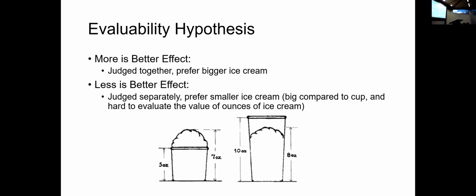But if you present them separately, then this one has a lot of ice cream in a small cup. And so if you just see that, you might think that's a generous portion. Whereas this one is a lot of ice cream, but in a larger cup. So it looks small by comparison. And so the idea is that people will compare to the size of the cup in order to make judgments of how much the ice cream should be worth.